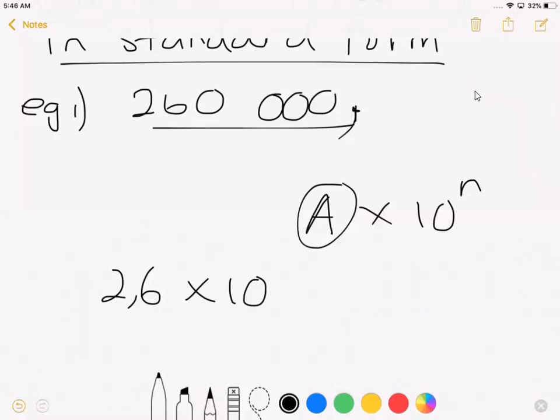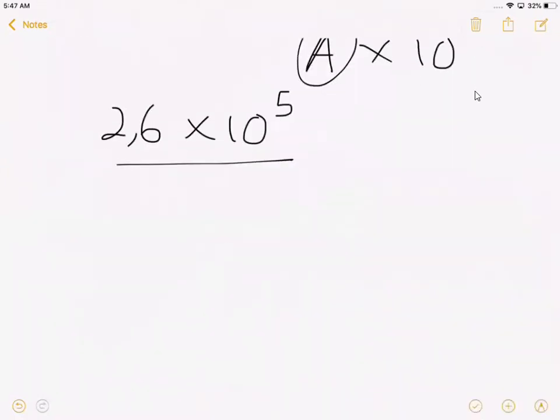You have moved how many places to the right? It has moved 1, 2, 3, 4, 5. So it's times 10 to the power of 5, which is the opposite of what is on top. Remember, when it is like this, you need to move your comma 5 places to the right. So if your comma is here, you need to count how many places you have moved your comma to the left for you to get 2,6. So you will say 2,6 multiplied by 10 to the power of 5. Example number 2.